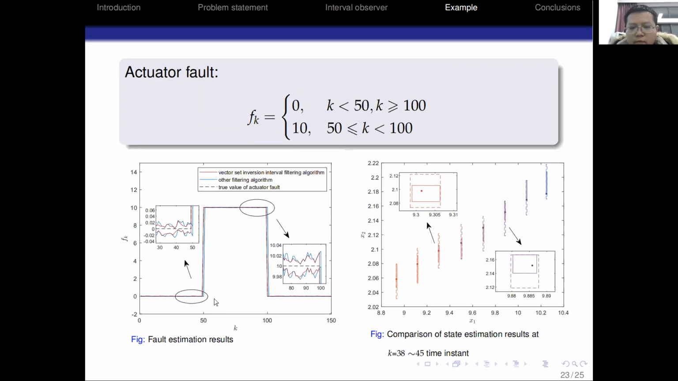And we can have these 2 different figures. The first figure shows the fault estimation results. We can see from the figure that the interval is narrowed by this new algorithm. And in this figure, we show the states x1 and x2 estimation results.